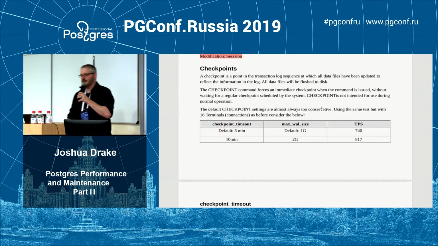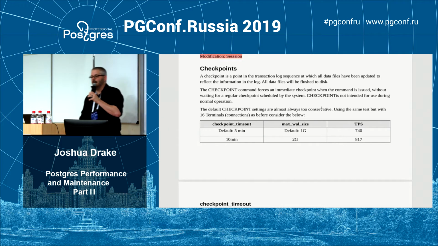The default checkpoint settings are almost always too conservative. I would say they are always too conservative, not almost. Using the same test but with 16 terminal connections as before, consider the below. Checkpoint timeout, the default, 5 minutes. max_wal_size, 1 gig. TPS, 740 transactions per second. Okay? All I do is change it to 10 minutes, increase max_wal_size to 2 gig, and I've got over a 10% improvement.